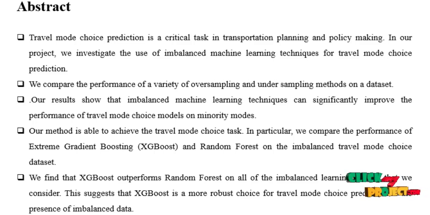In particular, we compare the performance of extreme gradient boosting and random forest on an imbalanced travel mode choice dataset. We find that XGBoost outperforms the random forest on all the imbalanced learning metrics that we consider. This suggests that XGBoost is a more robust choice for travel mode choice prediction in the presence of imbalanced data.